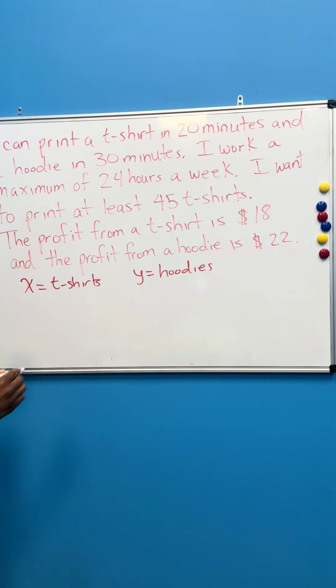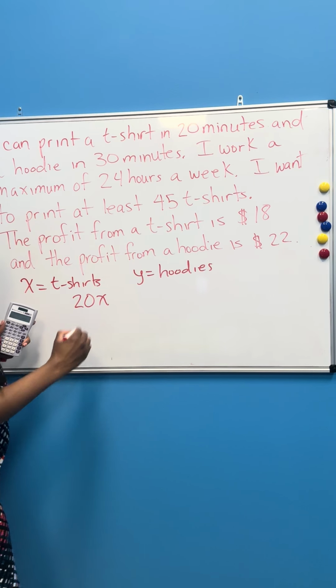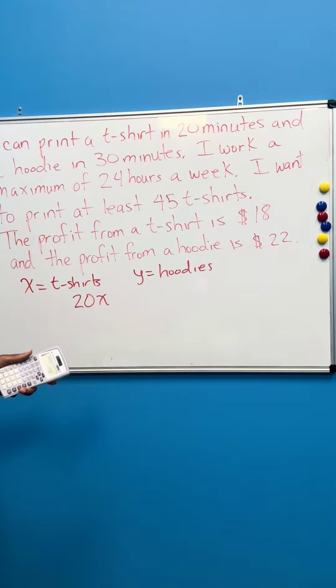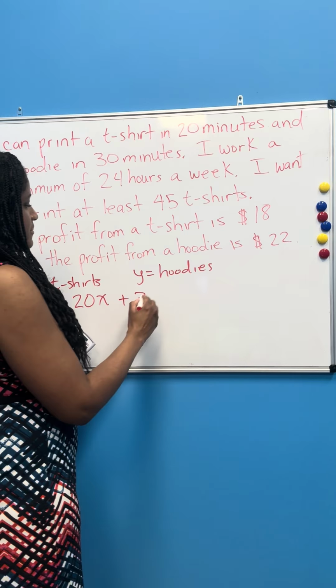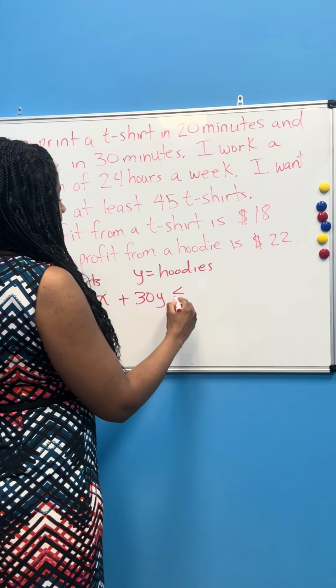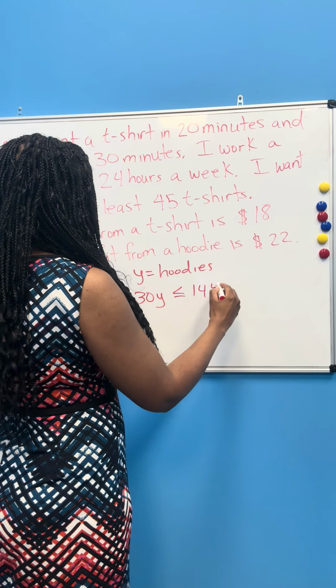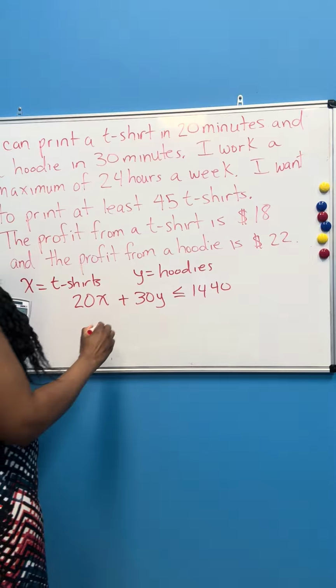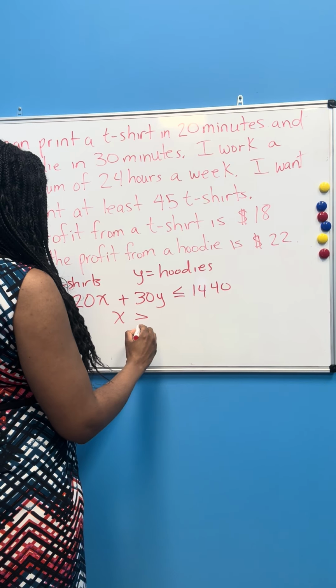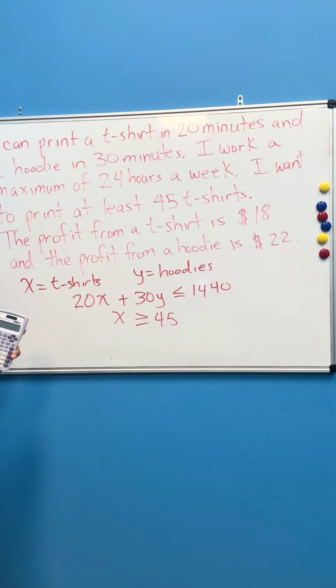So in 20 minutes, I make one t-shirt, so X t-shirts times 20 is how much time I use, and 30 minutes for hoodies. I want that to be less than or equal to 1,440 because the maximum I'm going to work per week is 1,440 minutes. So that's one of my constraints. My other constraint is that I want to print at least 45 t-shirts. So remember, X is for my t-shirts, so X has to be greater than or equal to 45.